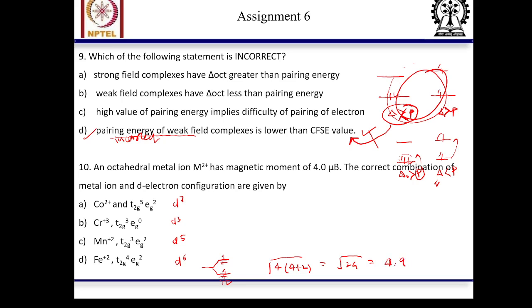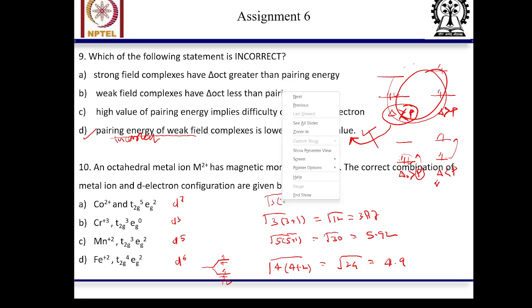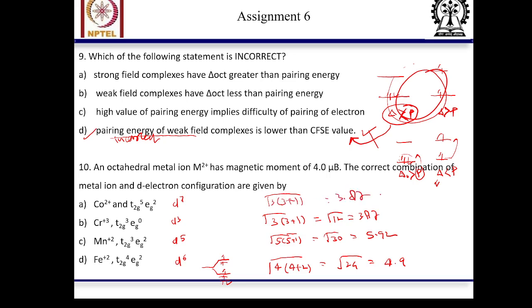Now D5 has all 5 unpaired electrons. So 5 times 5 plus 2 is 35, which is 5.92. This t2g3 will have 3 unpaired electrons: 3 times 3 plus 2 is 15, which is 3.87. And this is D5. So how many unpaired electrons does it have? 3. So 3.87 again.